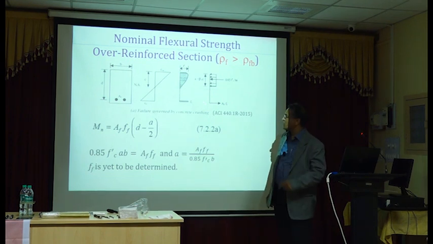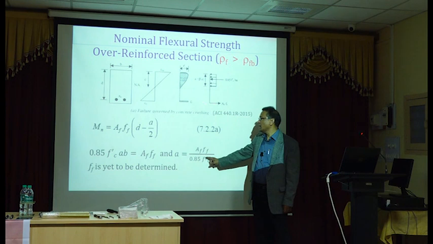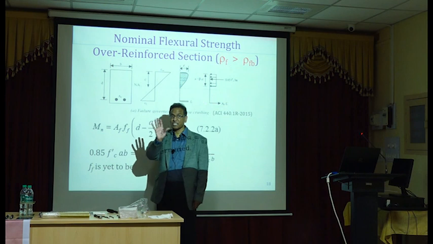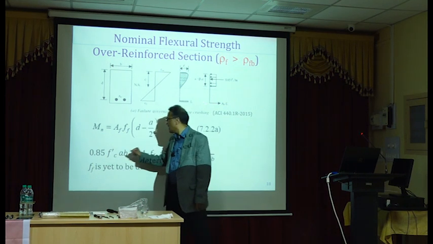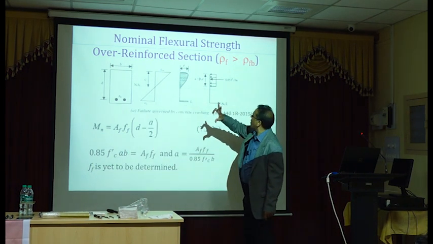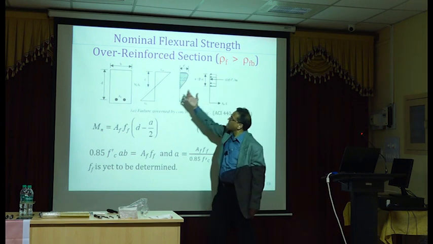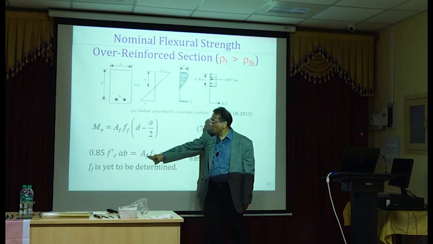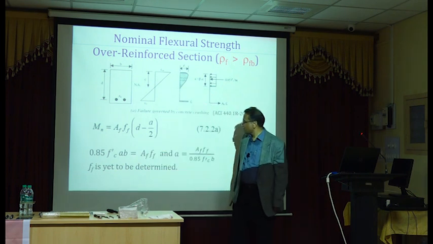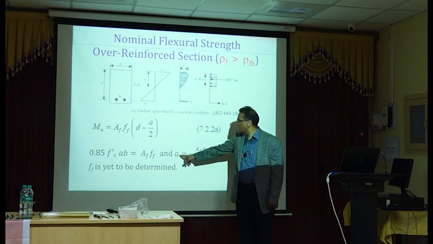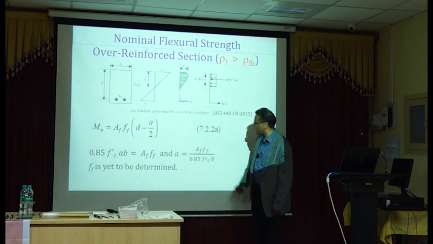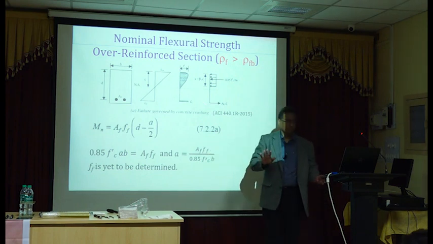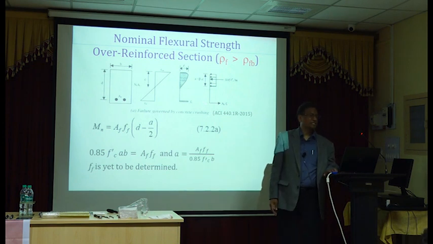So once again, we'll start with equilibrium. The total compressive force is 0.85 F prime C, that's the average stress, you know that, and then depth of the compression block, which is this depth here, times the width, so that will be your total compression. Total tension is AF times FF. So if you rearrange these terms, A equals AF FF over 0.85 F prime C B. The only difficulty is we don't know FF yet. We'll find out what it is soon.